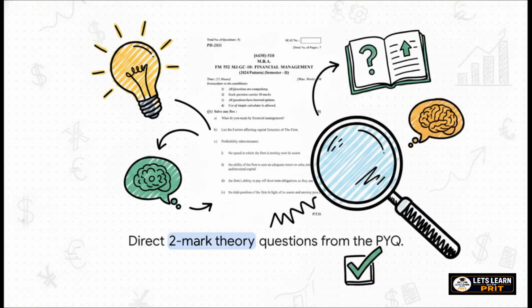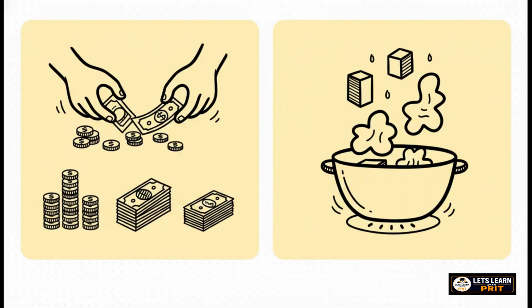So, we're kicking things off with these direct theory questions from the actual paper. Grabbing these early points is a real game changer for building momentum. Now, for questions like, what do you mean by financial management? Listen, you do not need to blind memorize textbook definitions. The real trick here is to just understand the core concept and write it in your own clear words. Let's break down 2 that pop up all the time.